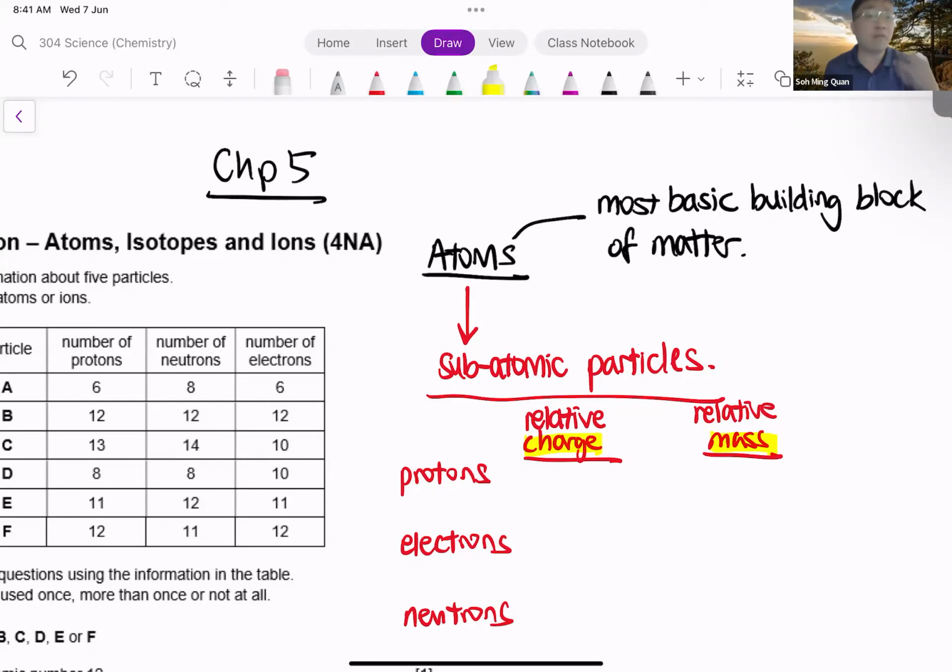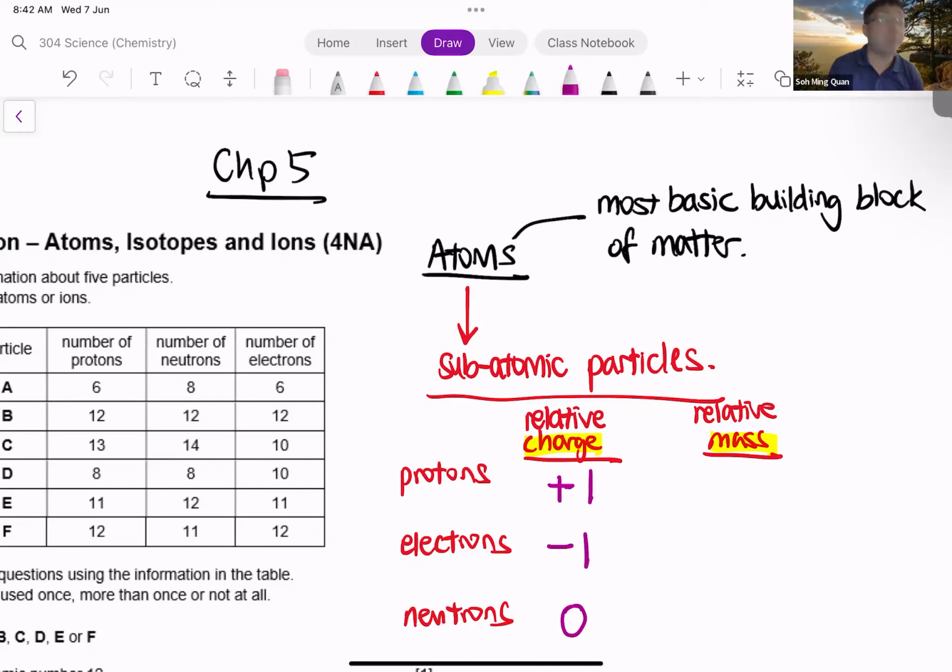So take, for example, the relative charge of a proton is +1. Protons are positively charged, whereas electrons are negatively charged in comparison to a proton. Finally, neutrons are neutral. In this context, when we say neutral charge, it means no charge. So neutrons are zero charge.